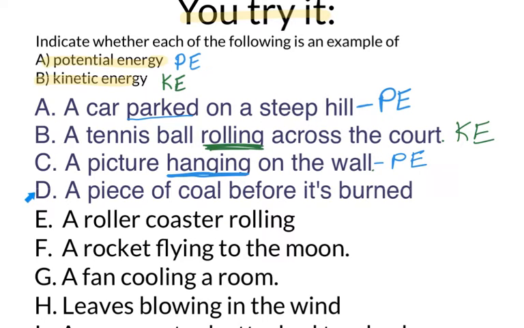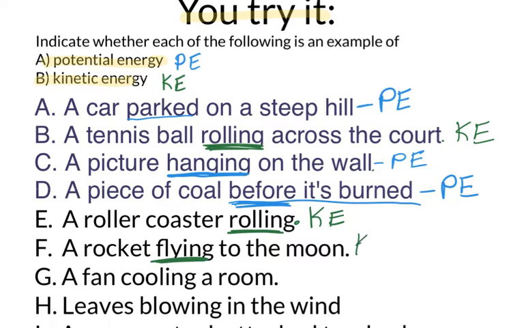Letter D. A piece of coal before it's burned. Since it says before it's burned, that tells us it has the potential to burn, and that tells us that it is potential energy. Letter E, a roller coaster rolling. If you see a roller coaster rolling, that means that it is moving, and so again we have kinetic energy. Letter F, a rocket flying to the moon. Again, the rocket is moving, it's flying, and since it's in motion, then we know that that is kinetic energy.